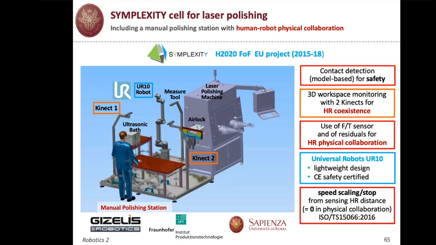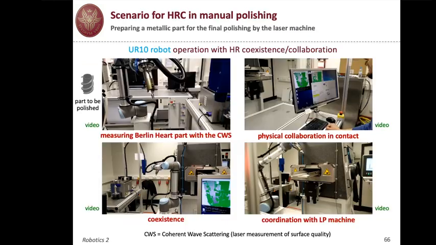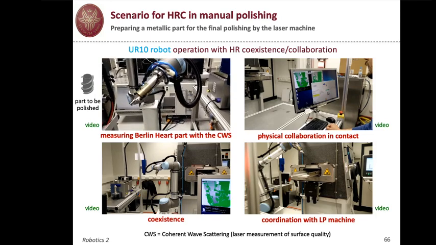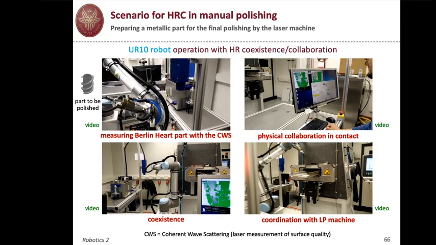Then this distance should go back down to 0, and then the robot should move accordingly to the exchanged force. So here we can see the full operation, the various parts, the various phases. So we start with the measuring of the part. The part is very small. It's part of an artificial heart.